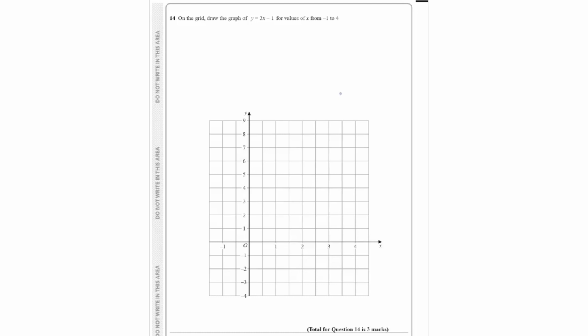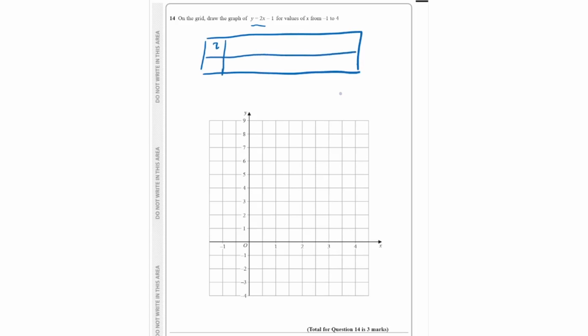On the grid, draw the graph of y is equal to 2x minus 1, given that the values of x are negative 1 to 4. So first we have to draw a table. And then we have to write all the x values of negative 1 to 4, all the integers. So we write here negative 1, we have 0, we have 1, we have 2, we have 3, and finally we have 4.